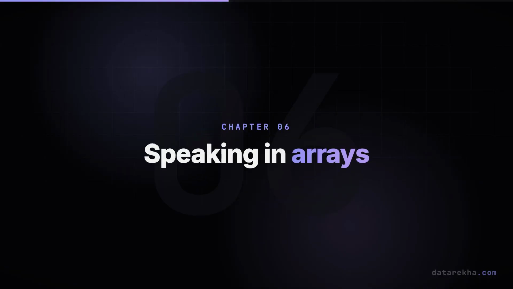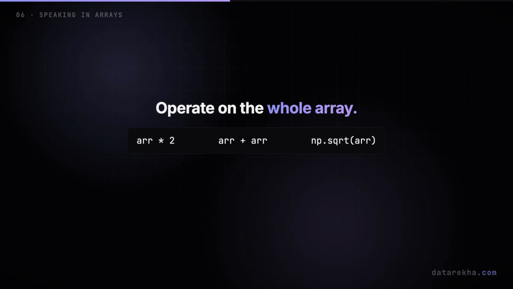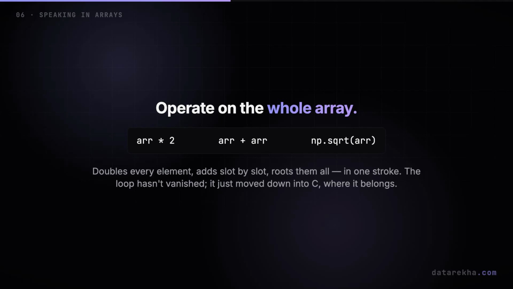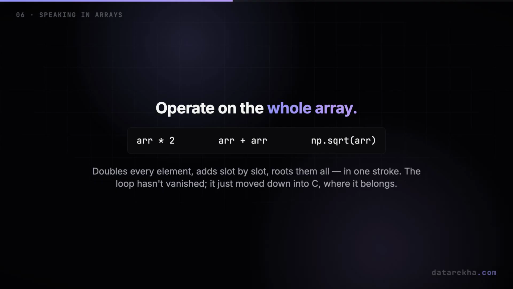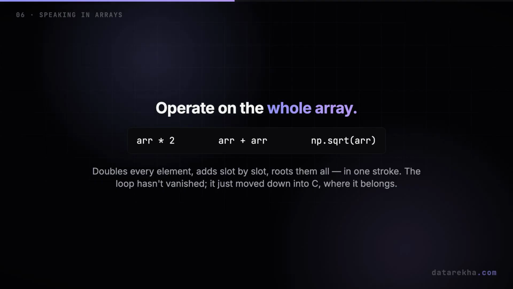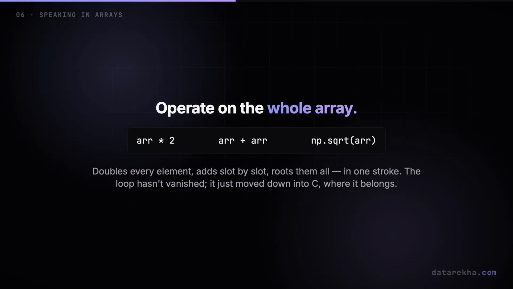Chapter 6. Speaking in arrays. So what does thinking in arrays actually look like? You operate on the whole thing at once. Array times 2 doubles every element. Array plus array adds them slot by slot. Take the square root of an array, and you get the square root of every entry, in one stroke. The loop hasn't disappeared. It's just no longer in your code. It moved down into C, where it belongs.